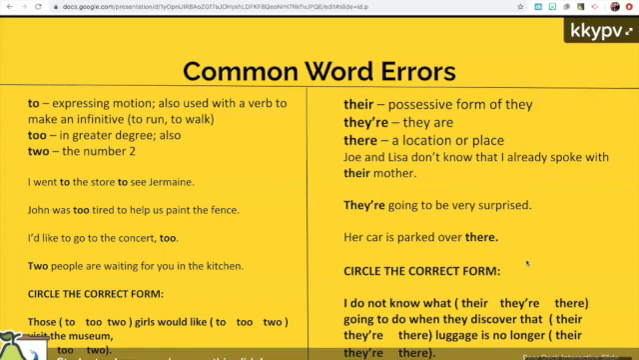So some examples. Joe and Lisa don't know that I already spoke with their mother. They're going to be very surprised. And her car is parked over there. I do not know what they're going to do when they discover that their luggage is no longer there.